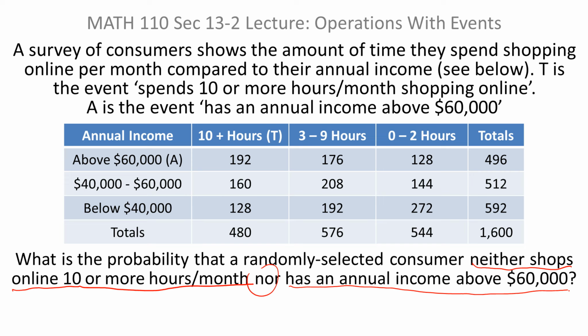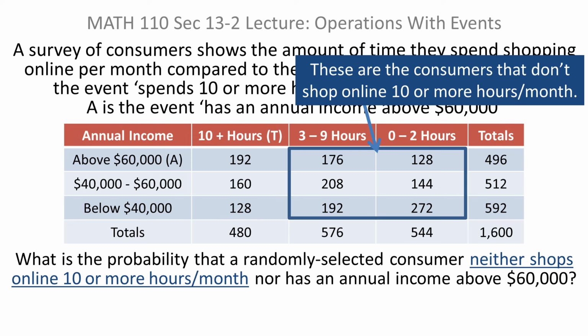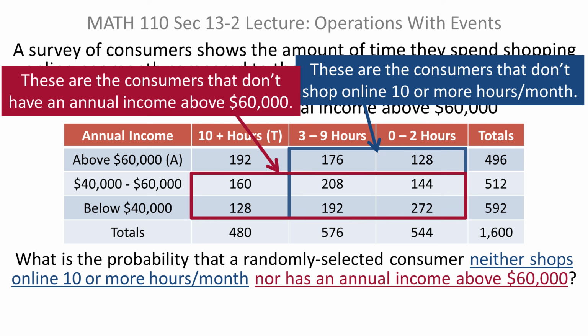So we want to know the probability of that happening. If you don't get anything else from this, I hope that you will at least learn that a lot of times you can solve these probability problems without having to formally use a formula, if you just think about what you're being asked. They're asking about the consumers that don't shop online 10 or more hours per month. That's the list of values in that blue box. So that would be the 3 to 9 hours or the 0 to 2 hours. But we also want those that don't have an annual income above $60,000. That's the red box. That's the six numbers inside of this red box, because their income is below $60,000.